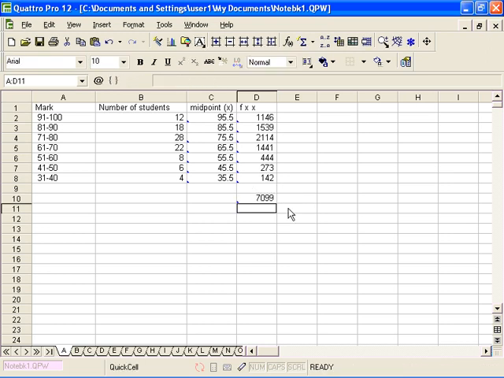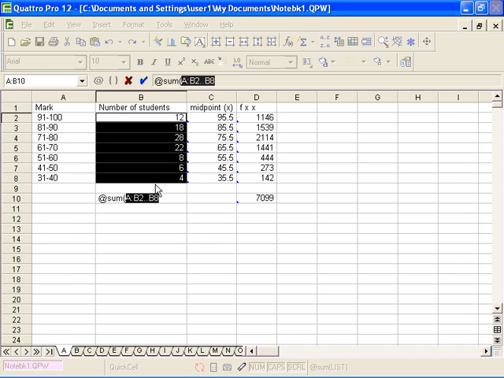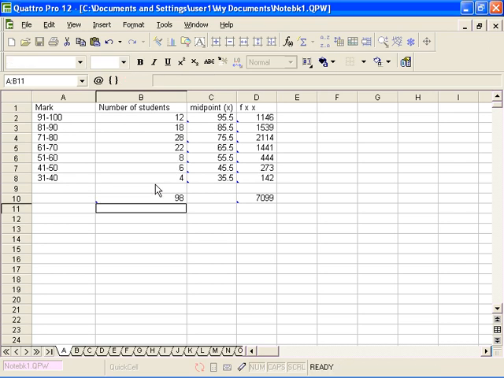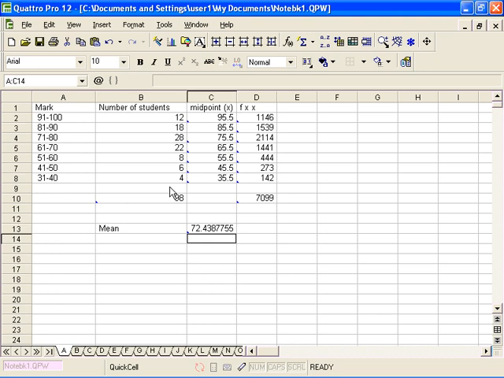So 7,099. Formula again, I need the sum of the frequency. So going back to here, I'm looking for the sum of my frequency. Frequency is your tallies, or how many in each interval. So there's 98. So that means the mean is equal to 7,099 divided by your frequency, and we get 72.4.